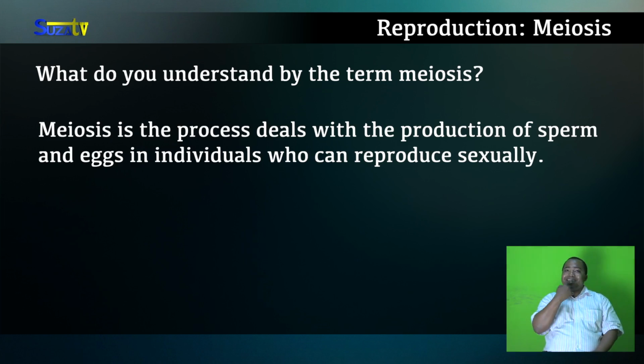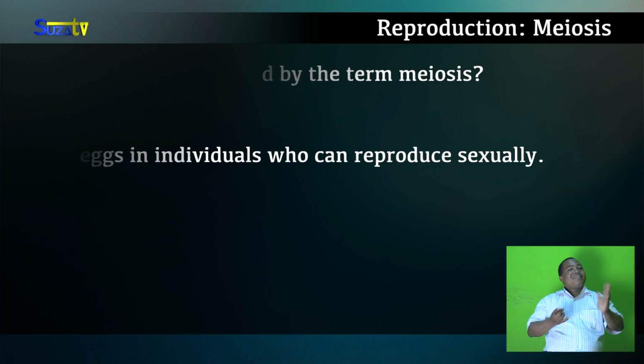Can we say again, please, my dears? Meiosis is the process that deals with the production of sperms and eggs in individuals who can reproduce sexually.